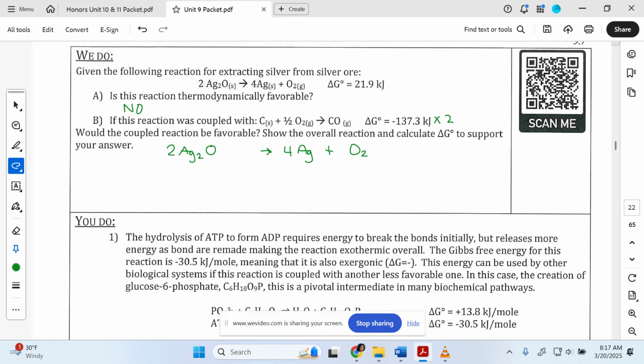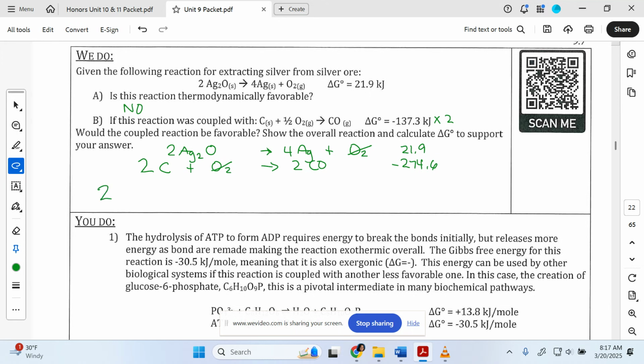So I'm going to double everything here. I'm going to end up with 2C plus O2 yields 2CO. This would have been 21.9, and doubling it gives me a negative 274.6. My oxygens then cancel out. I'm not seeing anything else that cancels out. So show the overall equation.